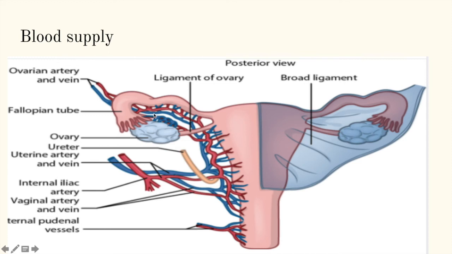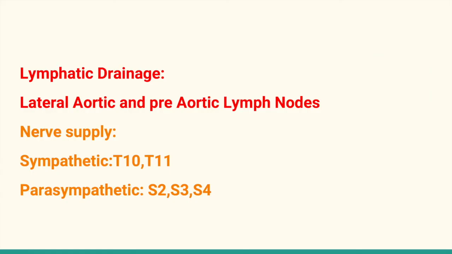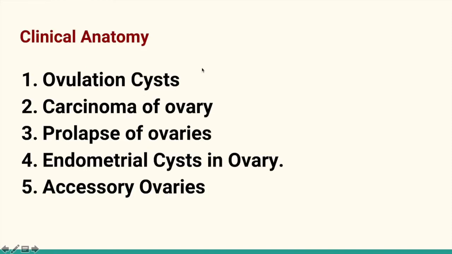As for the venous drainage, parallel veins drain the structure and form the pampiniform plexus of veins around the ovary. Now we'll see the lymphatic drainage. Same as the fallopian tube, it drains into the lateral and pre-aortic group of lymph nodes. It is supplied by the sympathetic T10 and T11, and parasympathetic S2, S3, S4. Now we'll see the clinical anatomy.